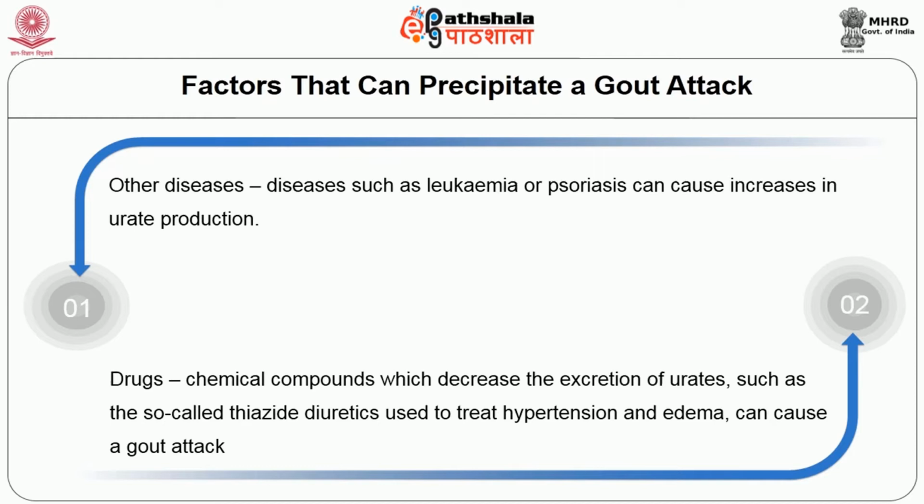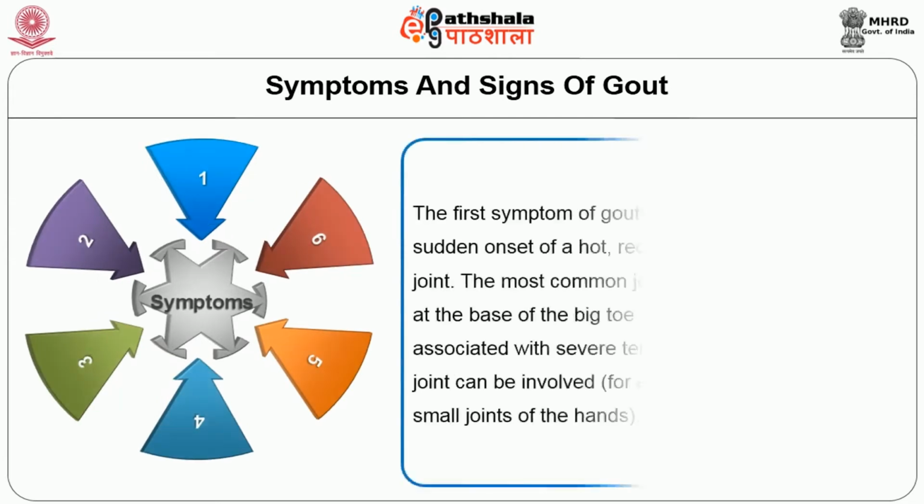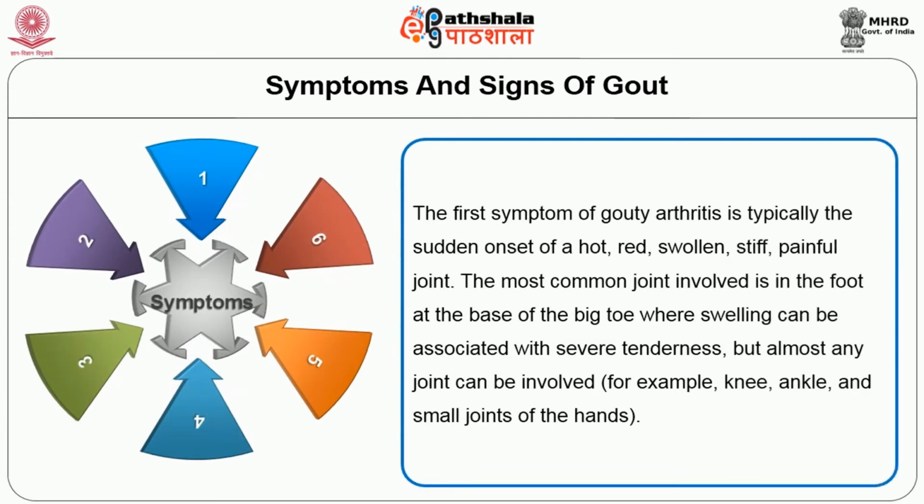Many of you may know the signs and symptoms of gout. Now let us discuss this. The first symptom of gouty arthritis is typically the sudden onset of hot, red, swollen, stiff and painful joints. The most common joint involved is in the foot at the base of the big toe, where swelling can be associated with severe tenderness, but almost any joint can be involved. For example, knee joints, ankle and small joints of the hands.